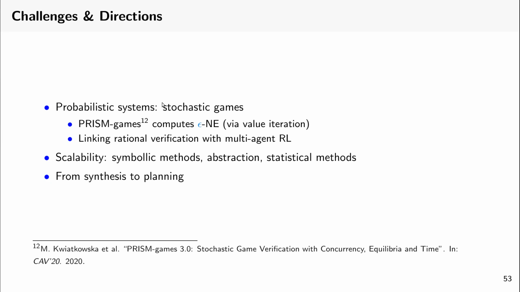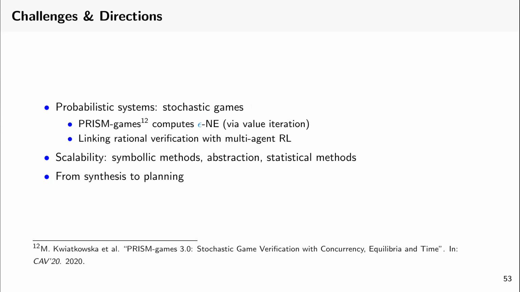There is some work looking at this direction. The most prominent work is PRISM. They have this new PRISM-games 3.0, which computes approximate Nash equilibrium. So it's not exact Nash equilibrium, but just approximate. Because what they do is value iteration, so sometimes it can return a Nash equilibrium with some epsilon value.